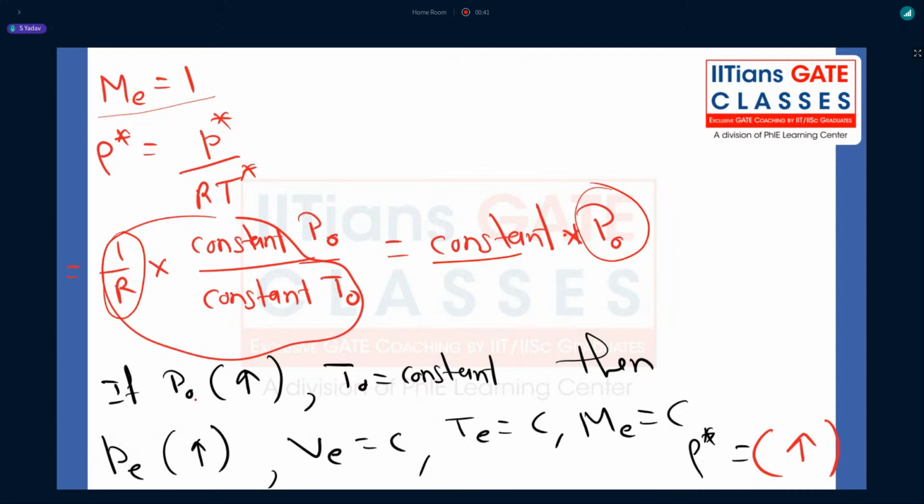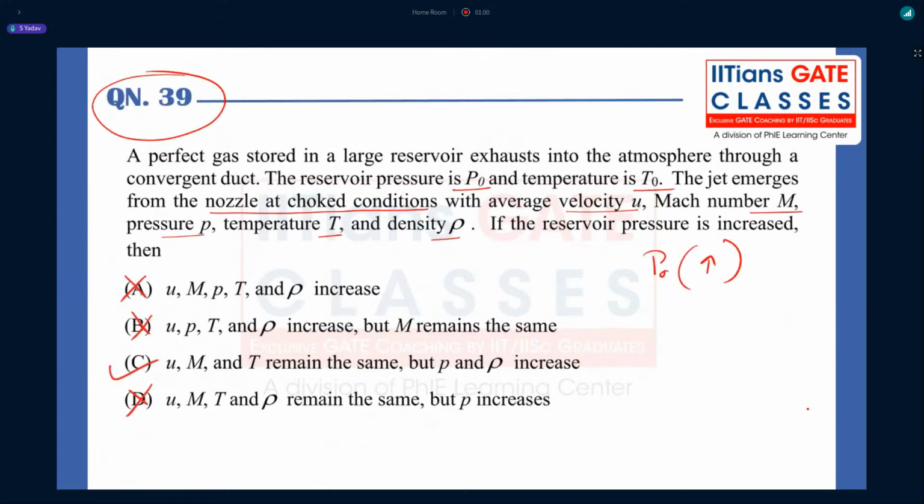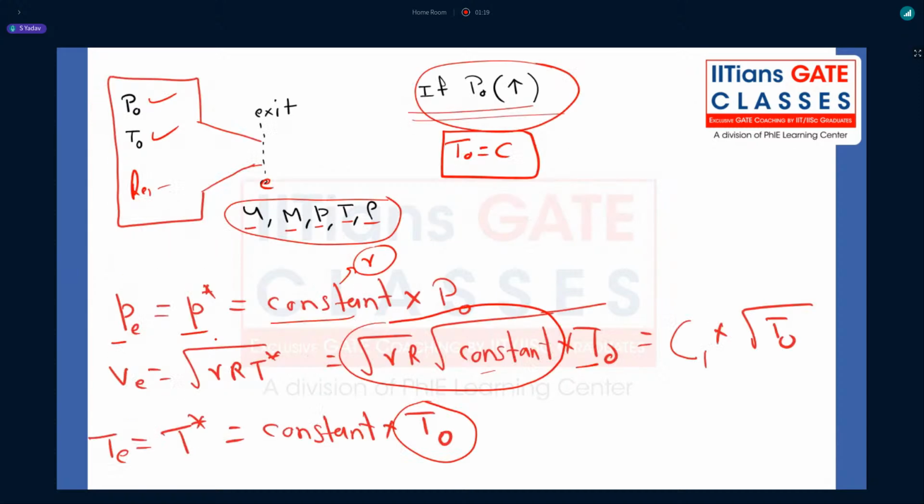So in summary, if you are increasing the P naught and total temperature is constant, then your exit pressure is going to increase, velocity will remain constant, temperature will remain constant, Mach number will remain constant, and your density will increase. Now if you look at all the options available, we finally concluded that P and rho are the only ones that increase, and the rest of the parameters remain constant. So from our calculation, C is the correct answer. Okay, let's go to the next one.